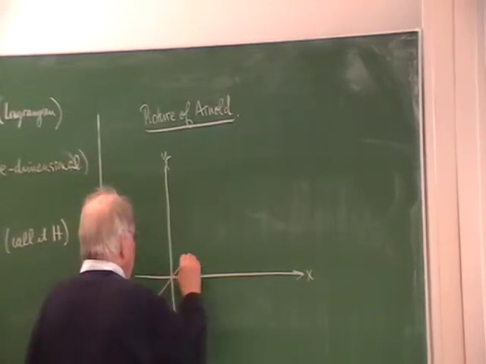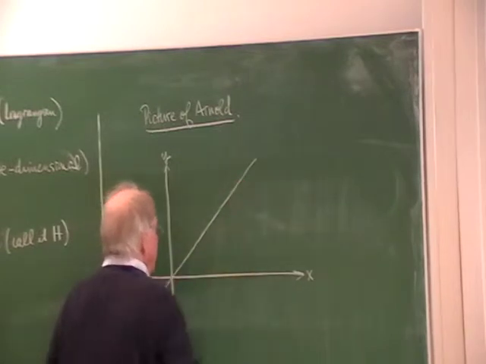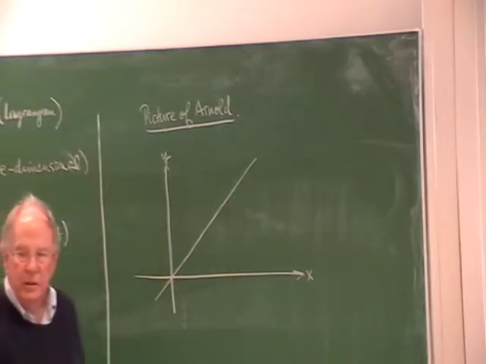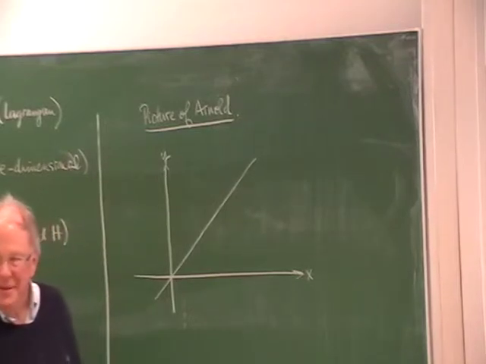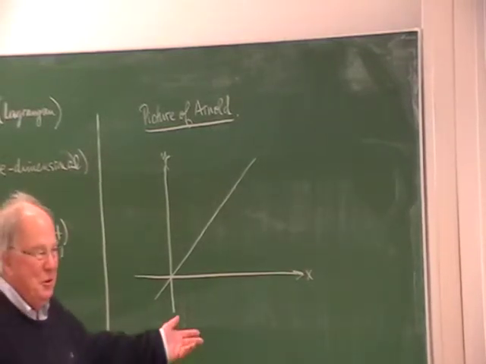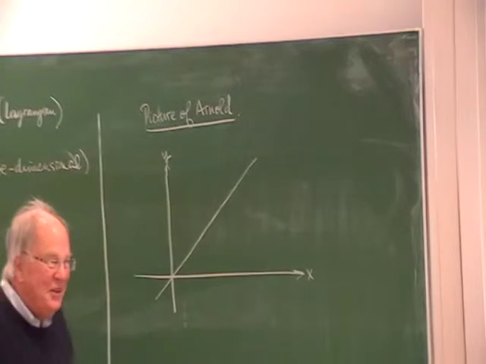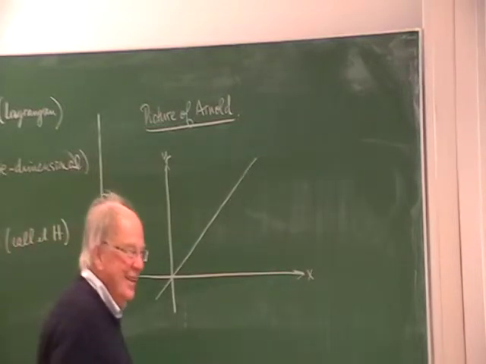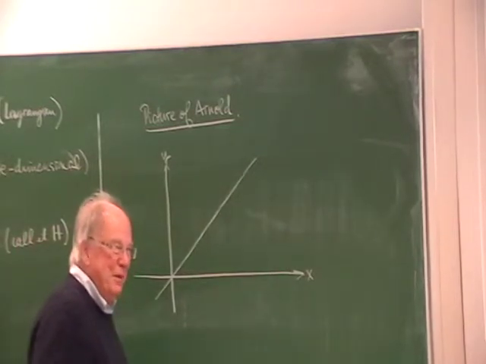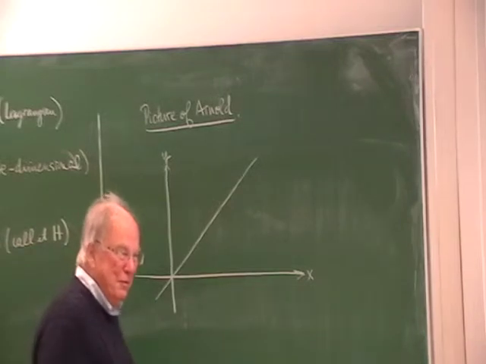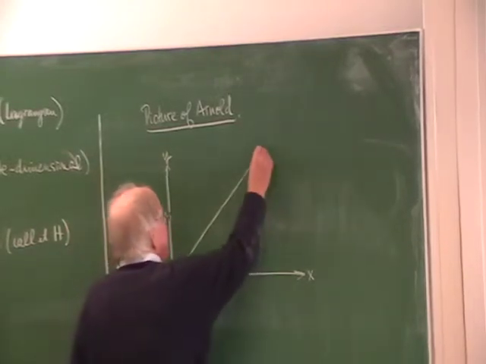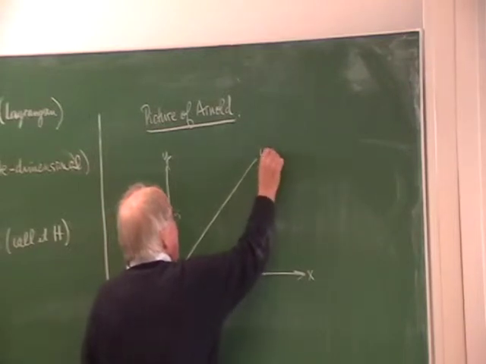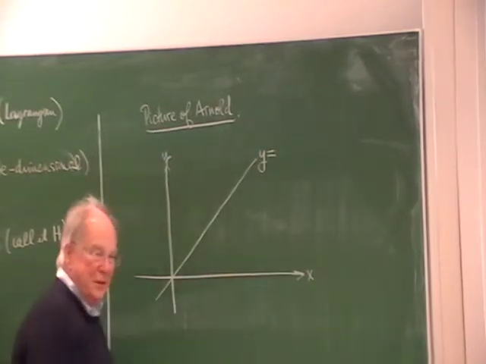And now, Arnold takes a linear function. This is high school mathematics. Let's just do this in high school mathematics. Usually, if you understand high school mathematics well enough, you can do well in better math. This is a linear function. Y is a linear function of x.